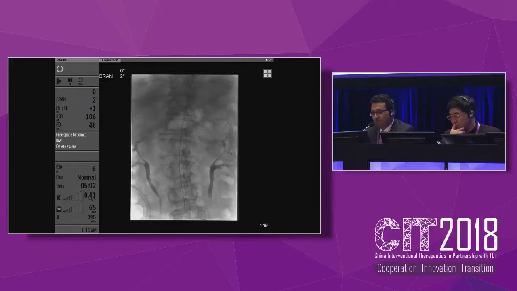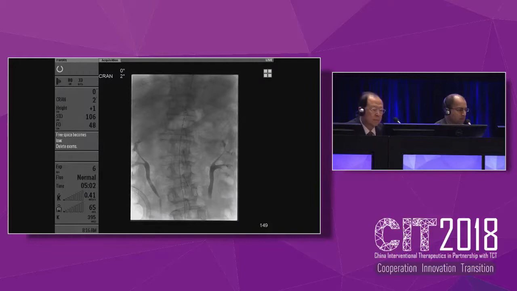Well, this is a great result, guys. Are you wrapping up? And the access was a cut down, I take it, right? Yes, the access is a cut down. Because the patient's femoral artery suffered from severe calcification, that's why we selected a cut down.